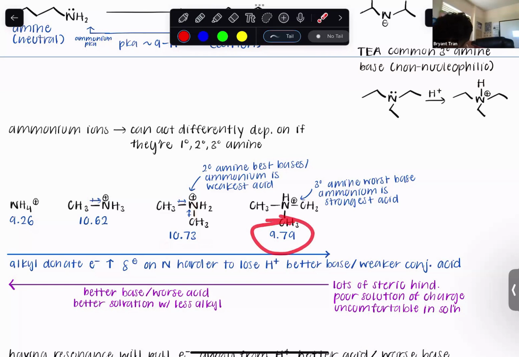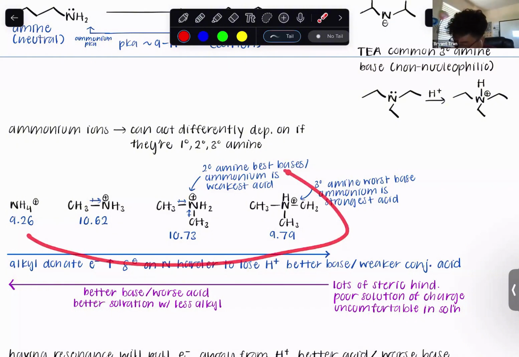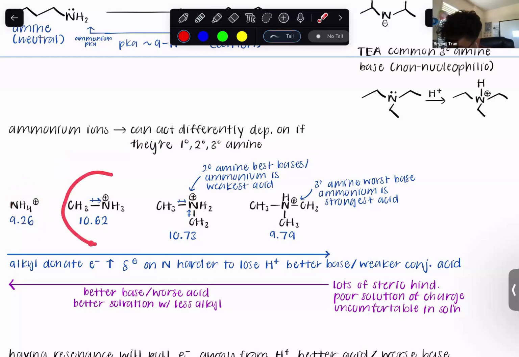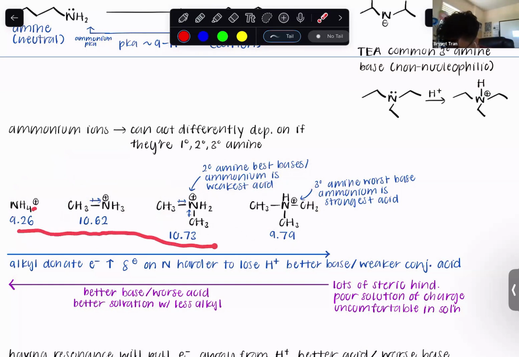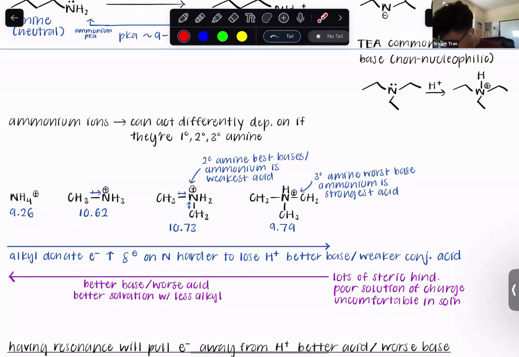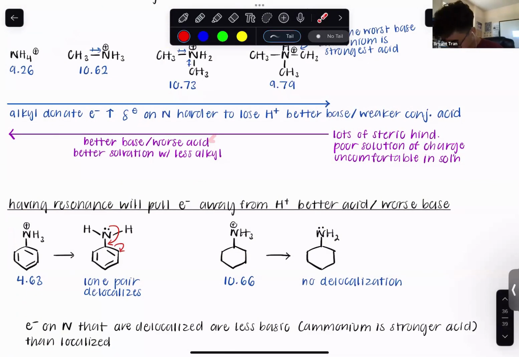But the reason why this one is less than this one is because of the solvation, right? So this one here is very important for vocab especially. Know the differences between the pKa's of the ammonium with no R groups, the ammonium with 1 R group, the ammonium with 2 R groups, and the ammonium with 3 R groups, right? Because it rises as you increase the R groups until you get the tertiary ammonium ion, which is going to be in between the ammonium with no R group and the ammonium with 1 R group, like that, okay? Loss of steric hindrance, poor solvation of charge, uncountable in solution, okay.